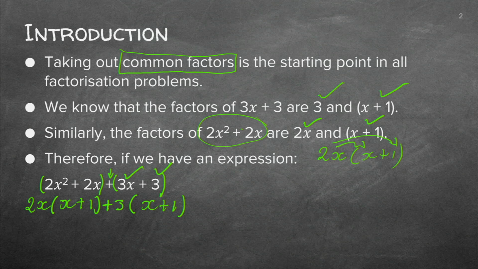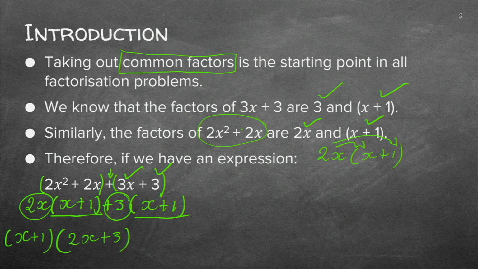Now, after taking out common factors, more common factors developed. And as you can see, you have x plus 1 there and x plus 1 on the other side. So it means you need to open a bracket for x plus 1 and also open another bracket for what is left. So you are left with 2x and 3. So you have 2x plus 3 left there. So that is how you factorize by grouping.